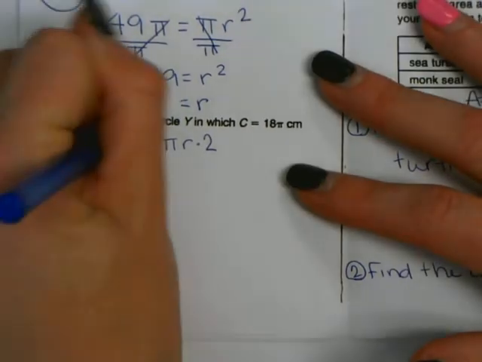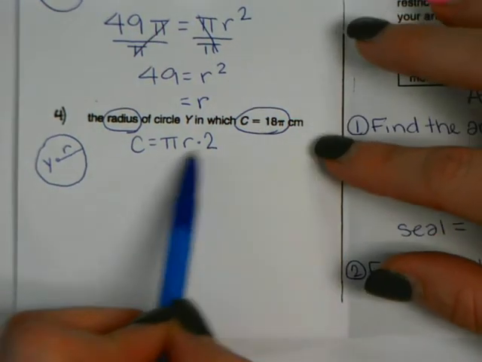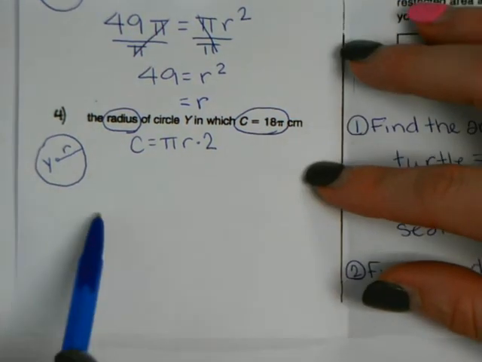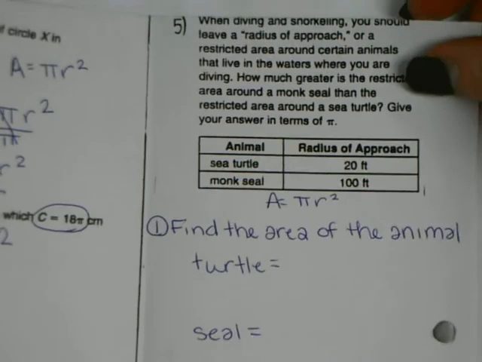On number 4, pretty straightforward. They just want to know what's the radius if I give you my circumference. So plug it into your formula, work backwards, and then you can find r.